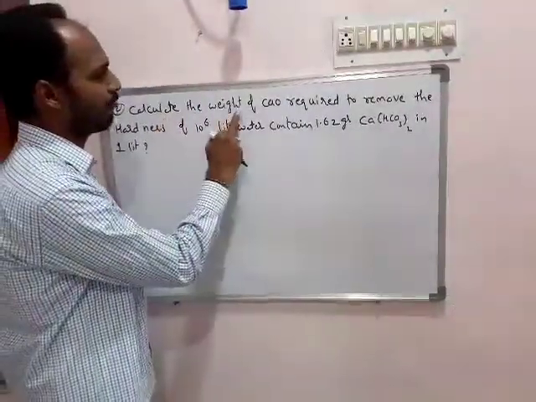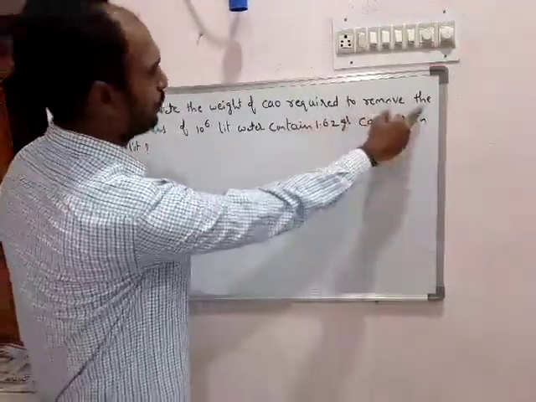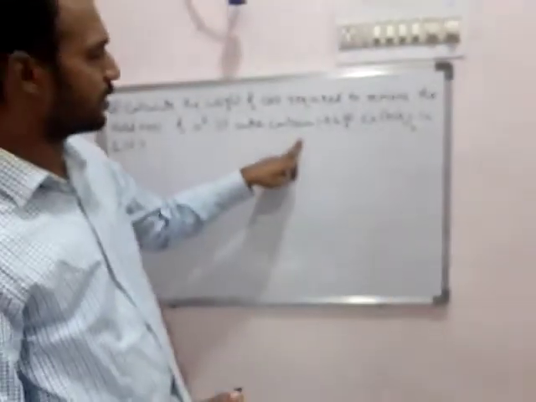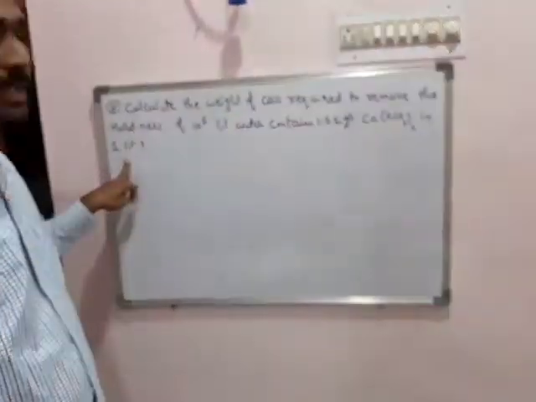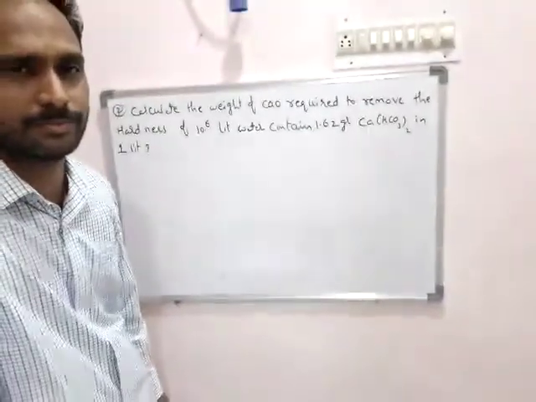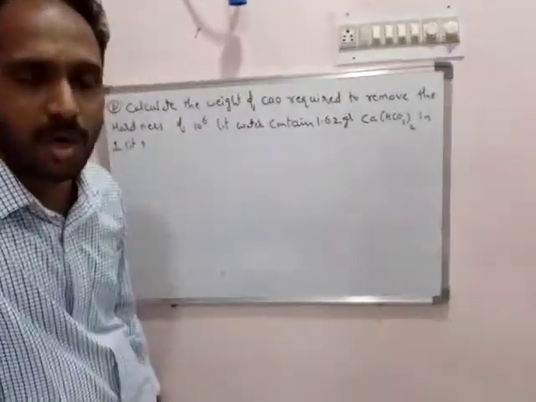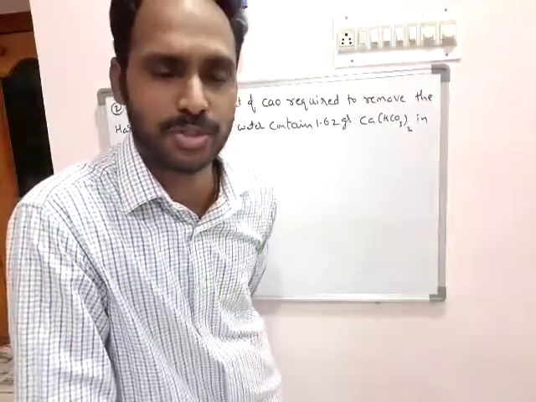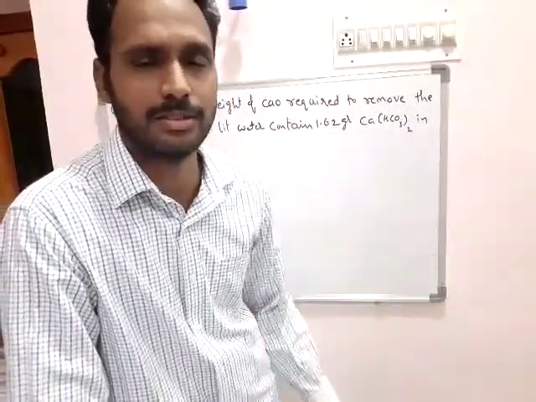Calculate the weight of calcium oxide, also known as lime, required to remove the hardness of 10 power 6 liters of water containing 1.62 grams of calcium hydrogen carbonate in 1 liter. This type of problems is related to hardness of water. Already we know what hard water is. Hard water is water which does not give a good lather with soap solution.